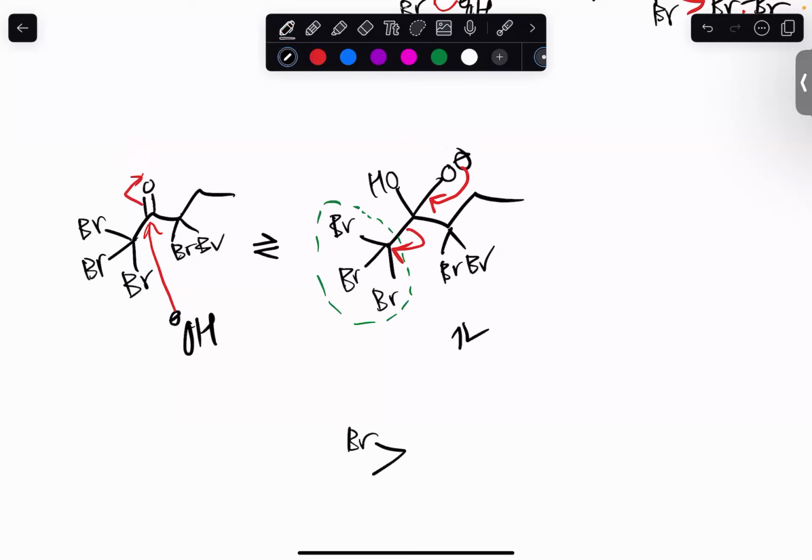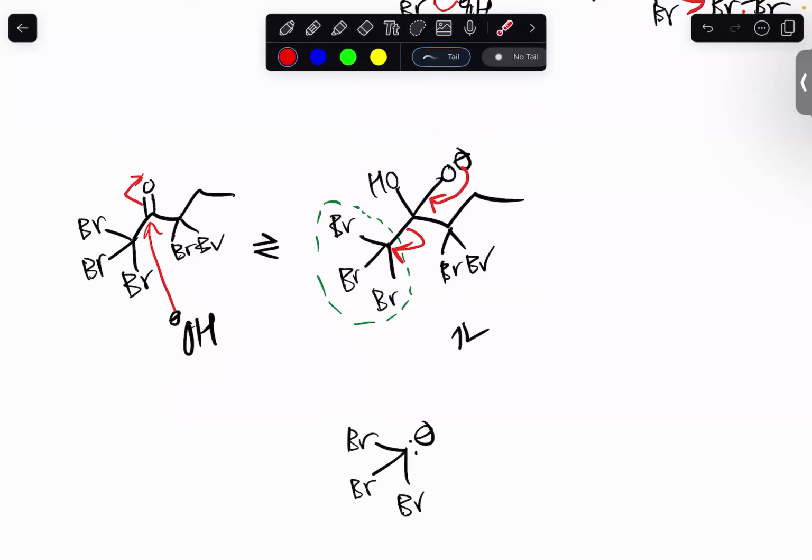In general, how do you tell if something's a good leaving group? Is it because it's electron withdrawing? That's right. Something is a good leaving group if it's electron withdrawing, or it can do a lot of resonance, because the definition of a leaving group is that it will leave with a negative charge.